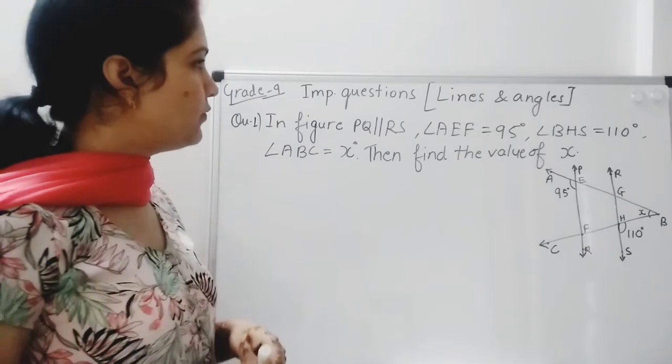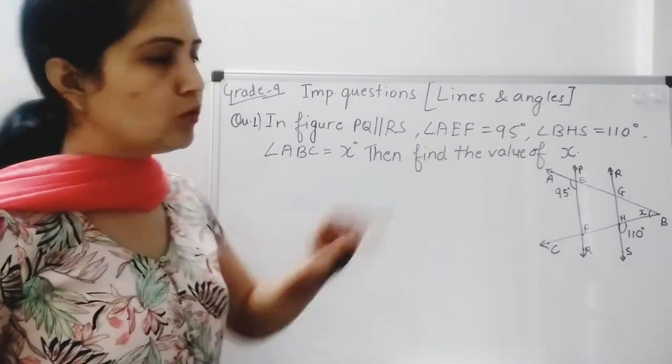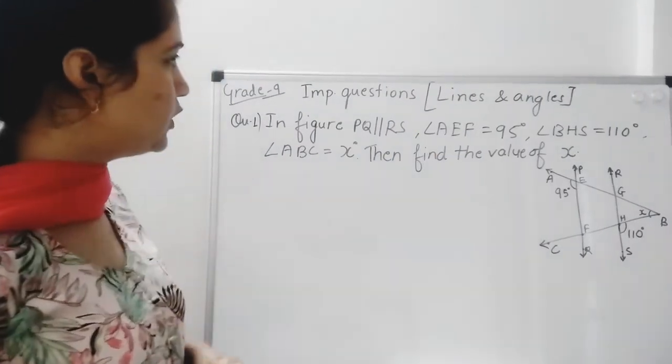So today we are going to see the very first question. These are some important questions and they all are from R.D. Sharma. So if you know how to solve these, I hope you'll be able to solve any question from the Lines and Angles chapter. So let's solve this question first.